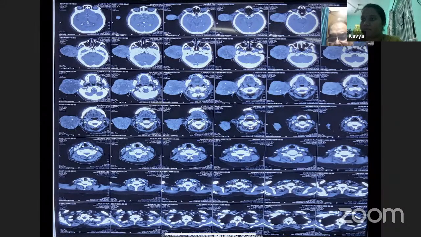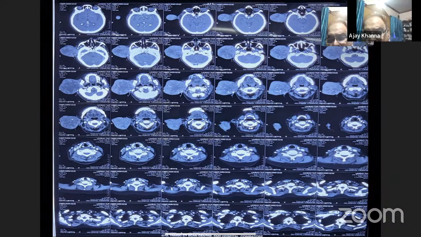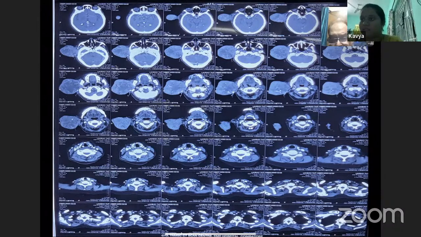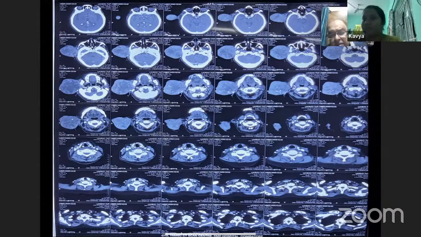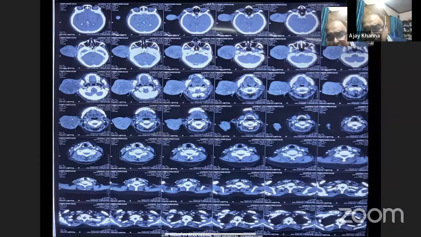Epineurium. What will happen to the perineurium? It will be intact, sir. And in case of neurotmesis, complete transection. Perineurium also, it will not be complete, or it can be partial. Both can be there, partial or the complete one. Okay, sir.